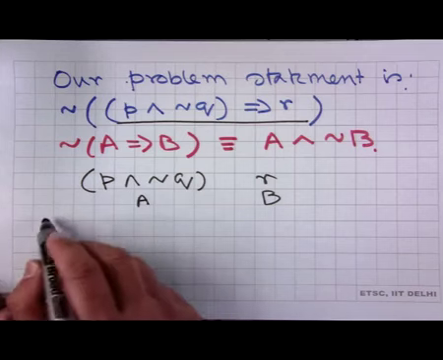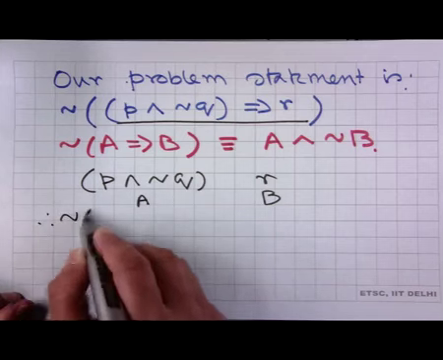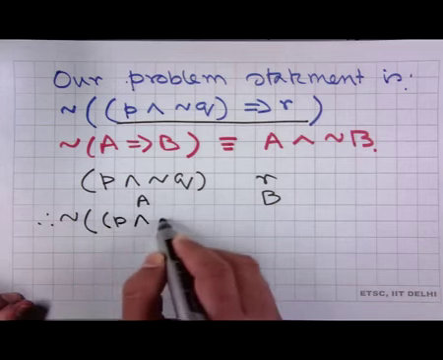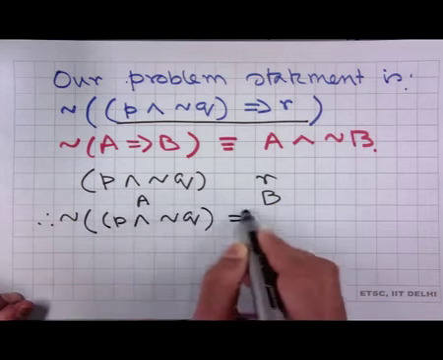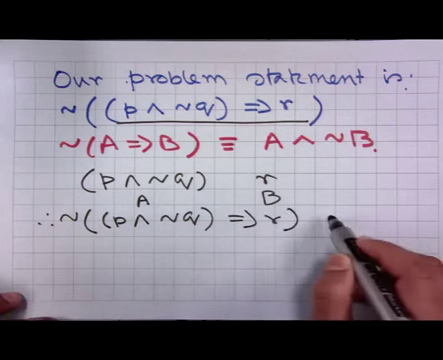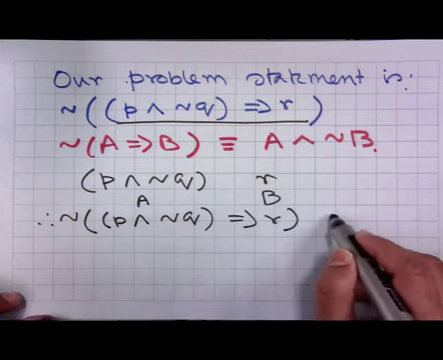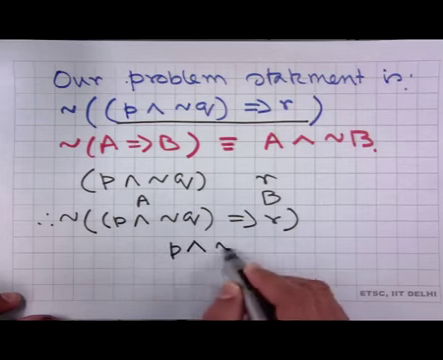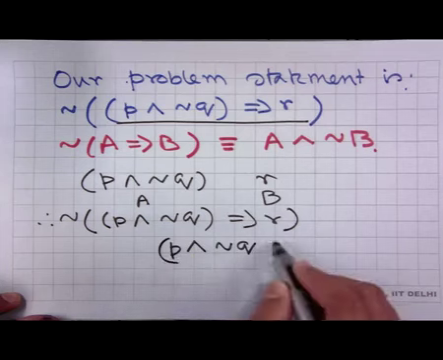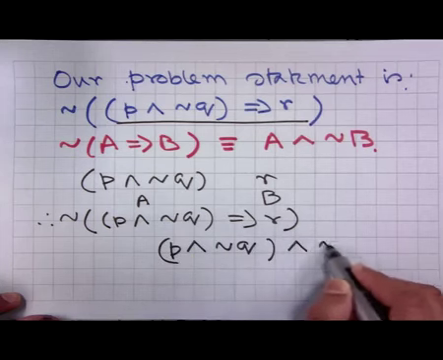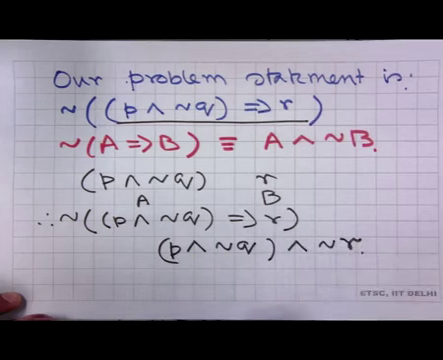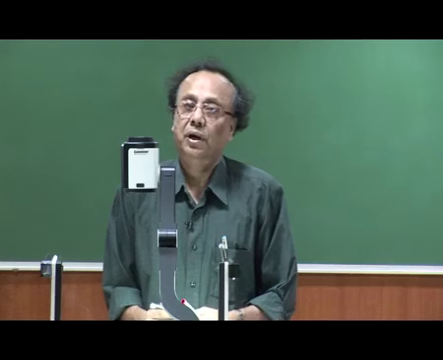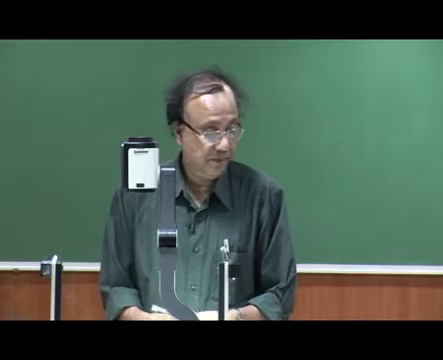Therefore, negation of P and not Q implies R will be P and not Q and not R. P and not Q and not R.